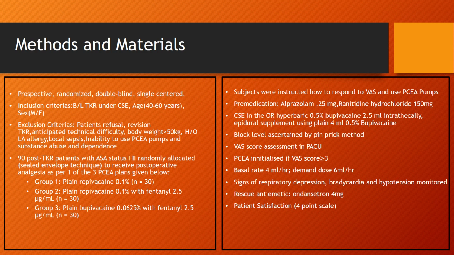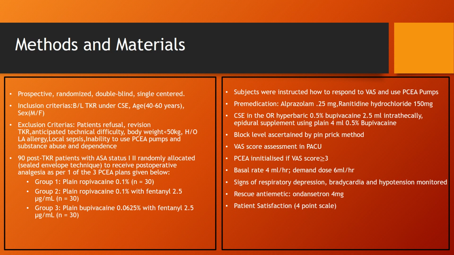the patient, body weight less than 50 kilogram, and any history of local anesthetic allergy, local sepsis, inability to use PCA pumps, and substance abuse and dependence. 90 post-TKR patients with ASA status 1 and 2 were randomly allocated to receive post-operative analgesia as per one of the three PCA plans. Group 1 was plain ropivacaine 0.1%, Group 2 plain ropivacaine 0.1% with fentanyl 2.5 microgram per ml, and Group 3 was plain bupivacaine 0.0625% with fentanyl 2.5 microgram per ml.